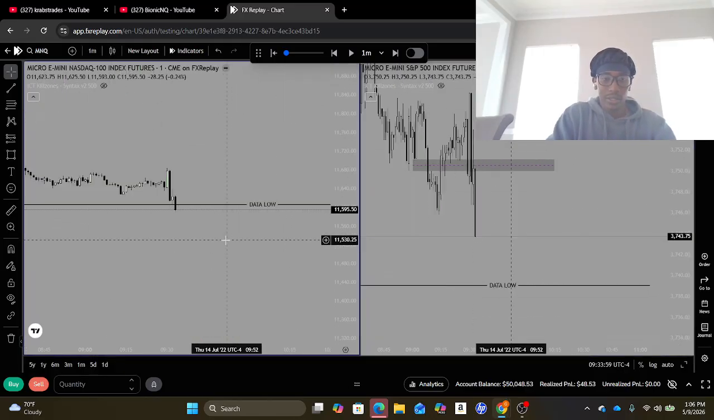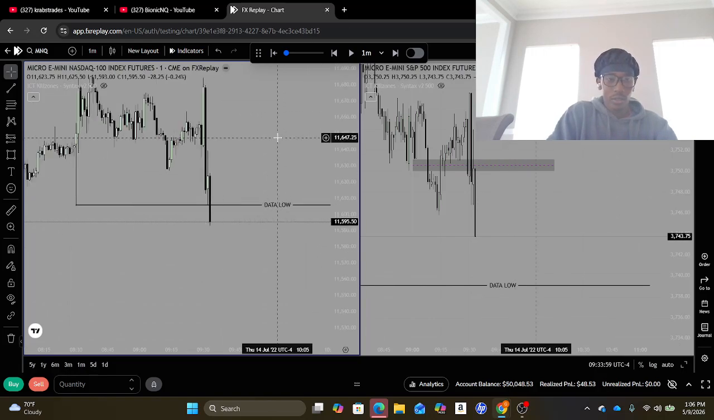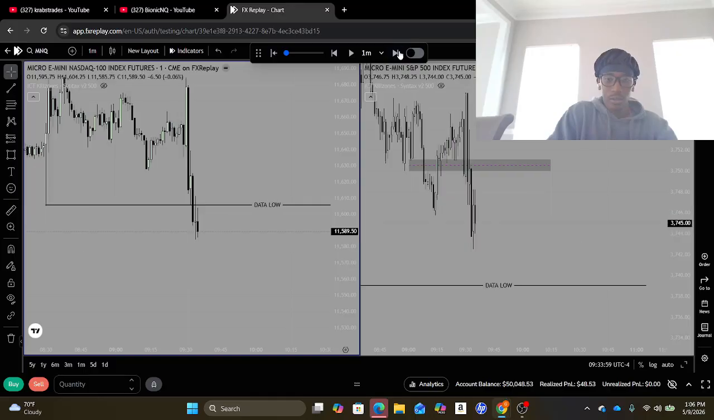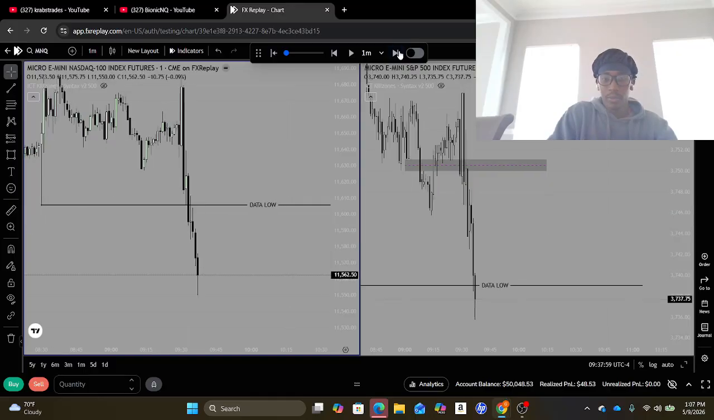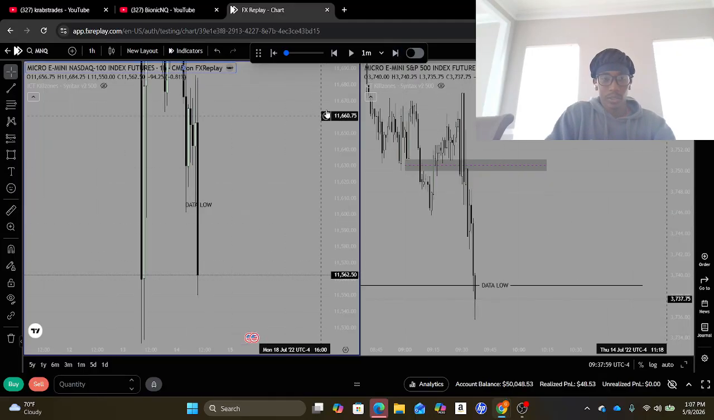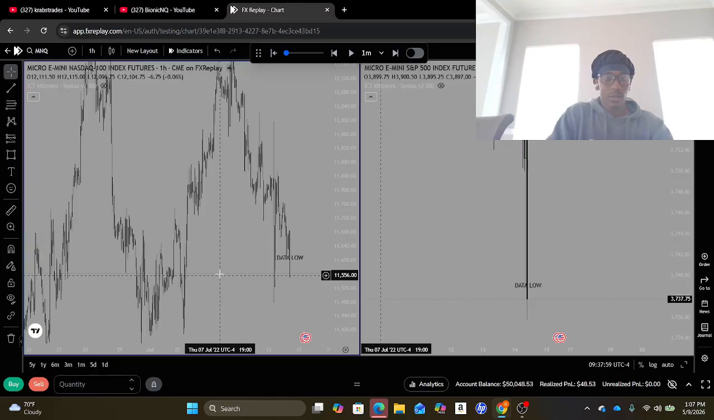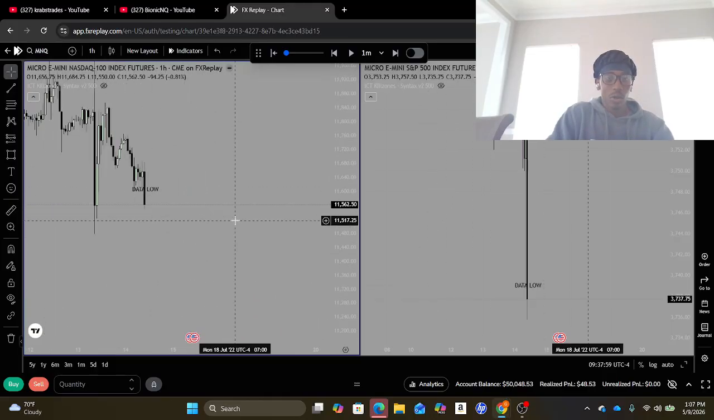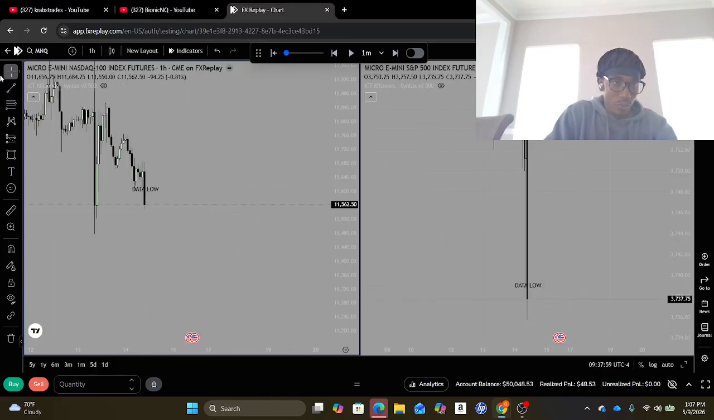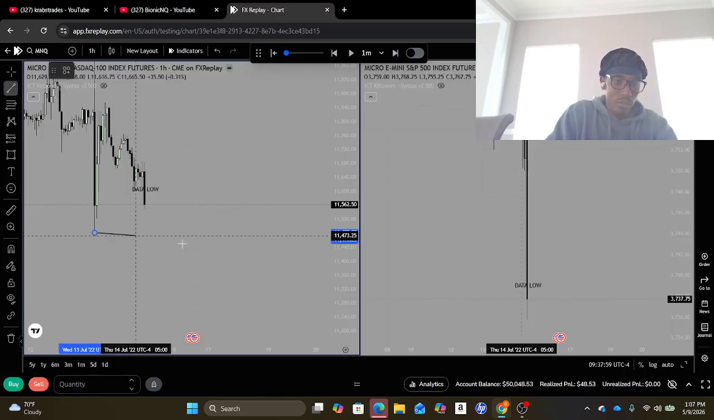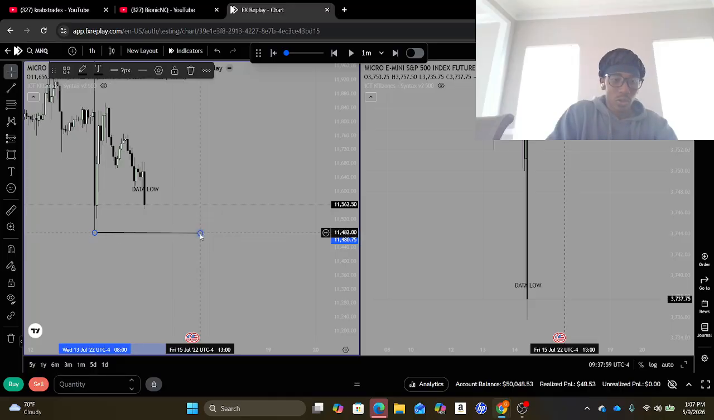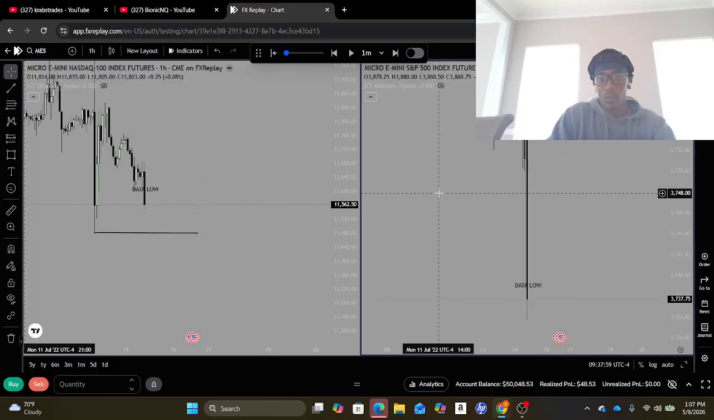ES hasn't hit it yet though. I think ES wants to hit it. ES might want to hit it. Yep, ES hit the data lows. Okay, we can expect a rejection now. Are we gonna reject off that though? We're in a sell model, so most likely I'm going to want to take shorts. What's a good key level to take shorts to? This could be my draw on liquidity for today if we don't reject off anything.